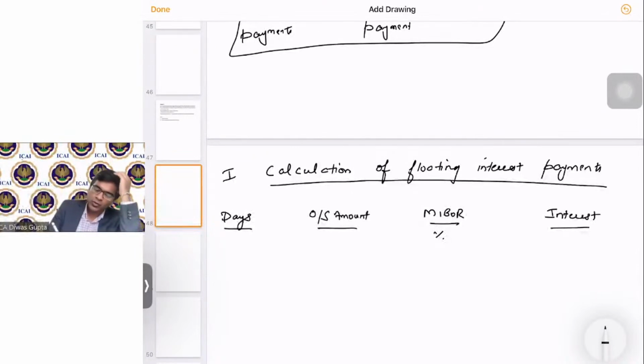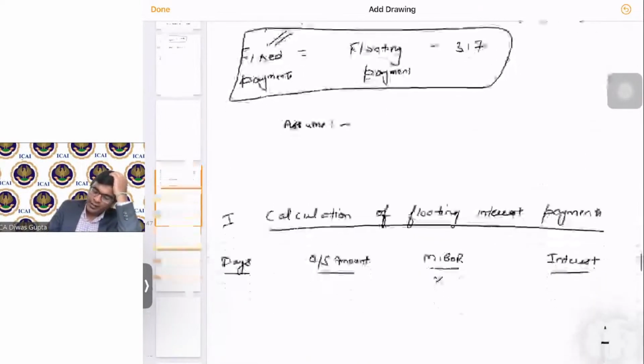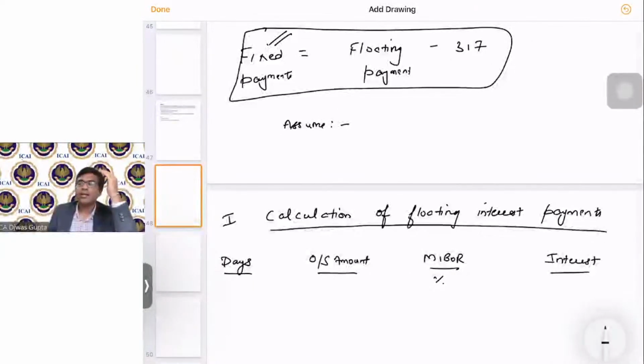Now students, please note that there are two things we need to understand for calculating the floating rate payments. Assume compounding. There are two ways. One is that we simply take the amount, 10 crore every day, and calculate the interest on that. But that would be wrong, because you are investing for 7 days and the daily rate keeps changing. So the compounding will happen on a daily basis.